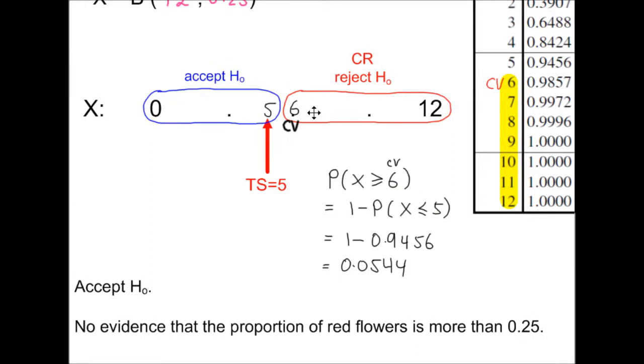And here's the evidence. The probability of the rejection region, so P(x) greater than or equal to the critical value of 6, is 1 minus P(x) less than or equal to 5. Less than or equal to 5 is here. And we have a probability here which should be less than or equal to the significance level, which it is.